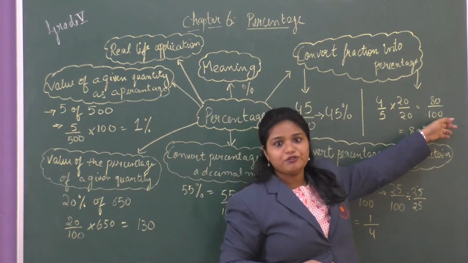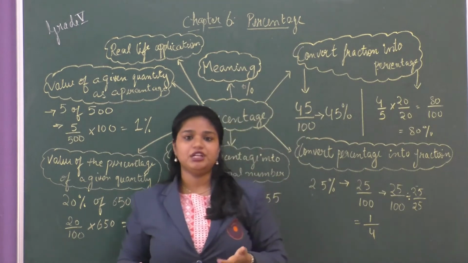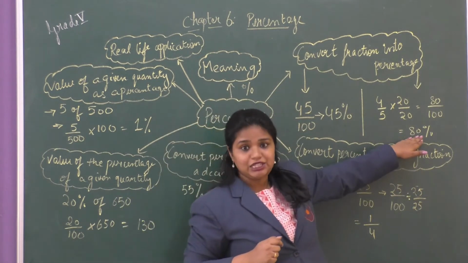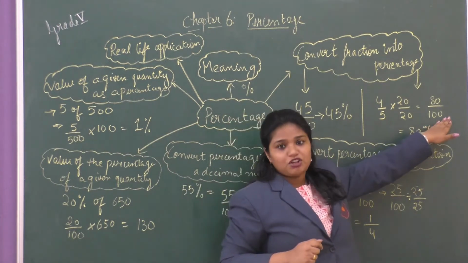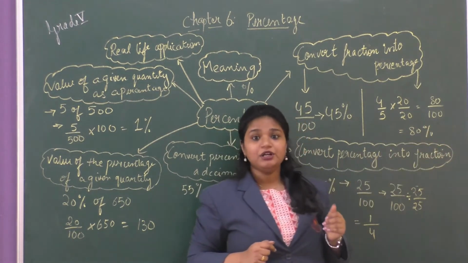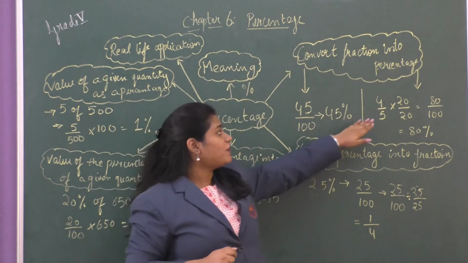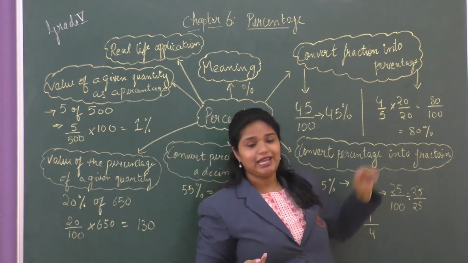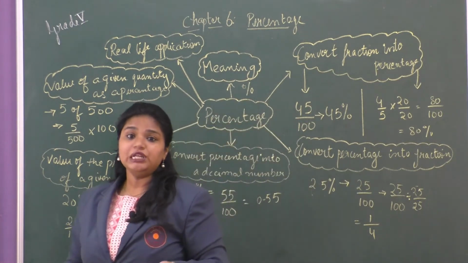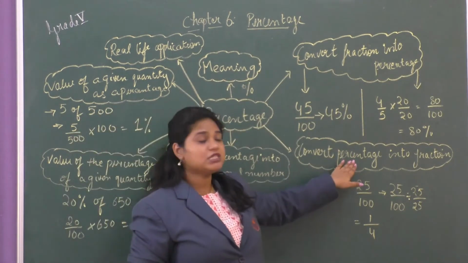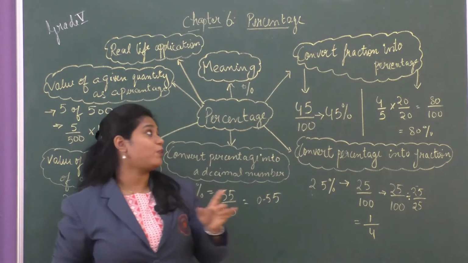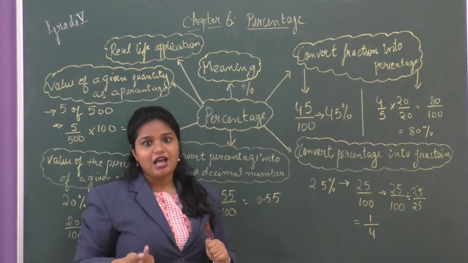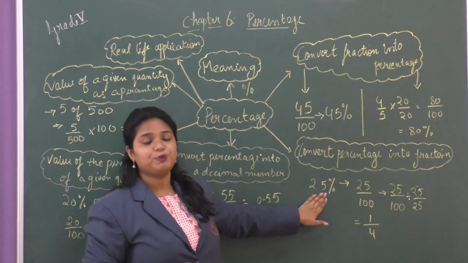So here we got a fraction with denominator 100. Now we know that when the denominator is 100, we directly write the numerator, omit the denominator and directly add the percentage sign. So 4 by 5 has been converted into a percentage, that is 80%. Next we learned how to convert percentage into fraction, that is the vice versa of the previous concept. So here we have an example 25%.